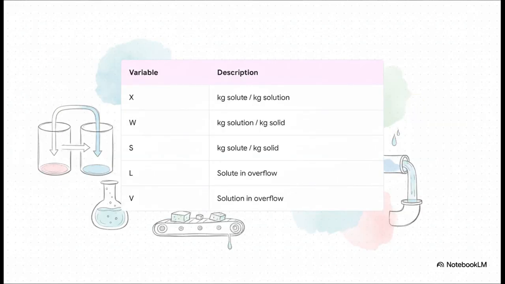So let's quickly meet the main players here. X is basically how concentrated our valuable stuff is in the liquid. W is how much of that liquid is stuck to the solids, and S is the one we really care about. It's the actual amount of the good stuff we're trying to get back. L and V are just for the washing liquid. That's really all you need to know for now.